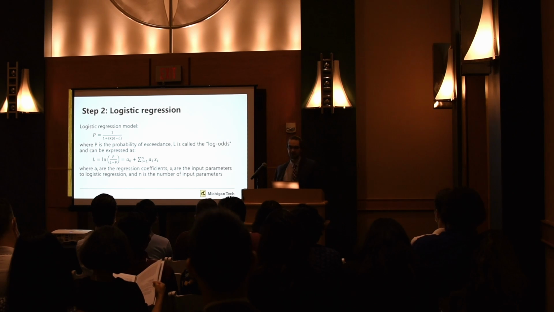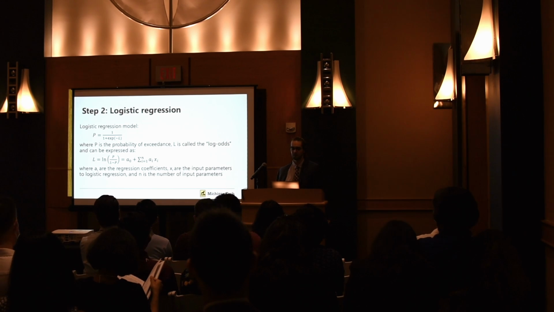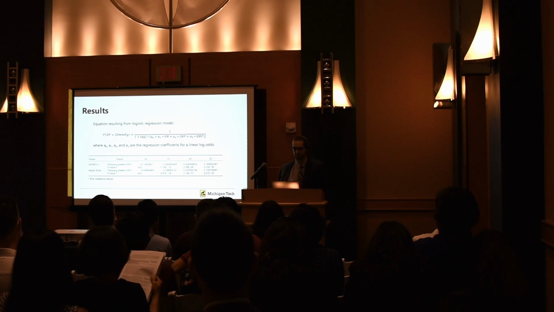So then our next step was generating our logistic regression model. To do this, we used the first formula that you see there. P is the probability of exceedance, and then L can be expressed by that second equation that you see there, where A sub i is the regression coefficient, X, Y are the input parameters to the logistic regression, and then N is the number of input parameters. I'll go over this a little bit more in the next slide here.